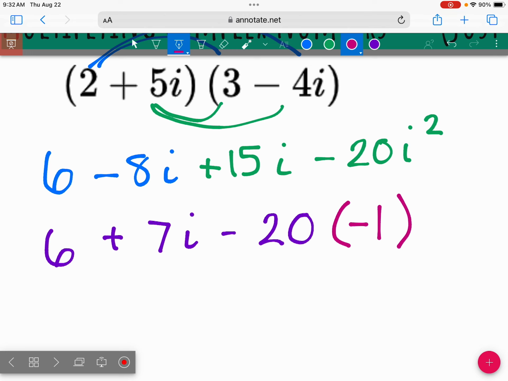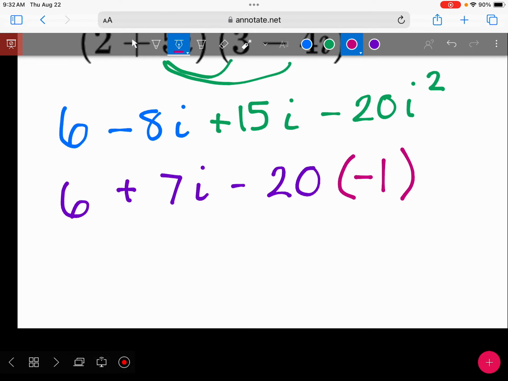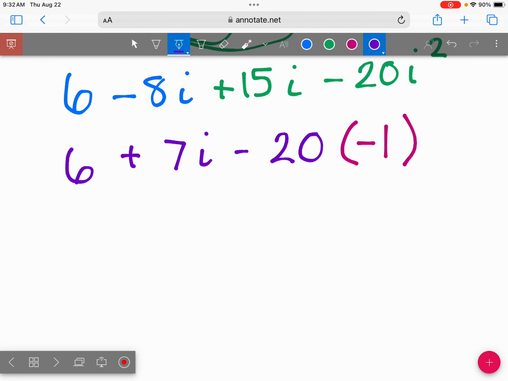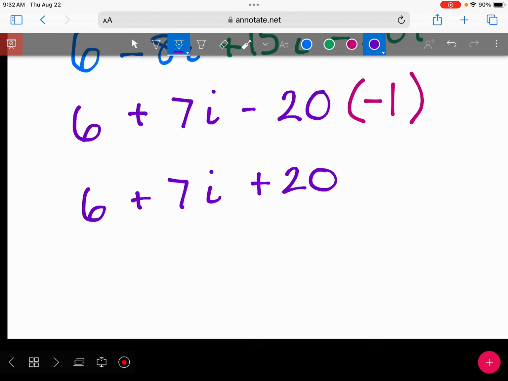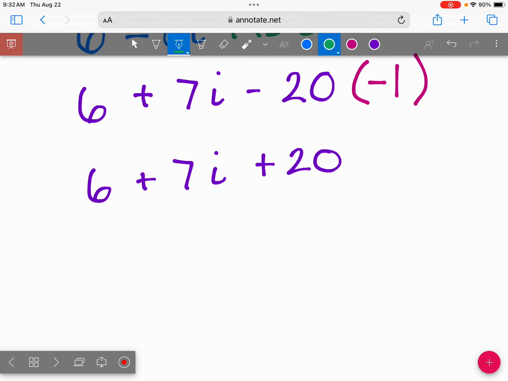If you need to work it through, absolutely fine. But i squared is negative 1. Well, now I have some more simplification I can do. I have 20 times negative 1. So we're going to have 6 plus 7i plus 20, which means our answer is 26 plus 7i.